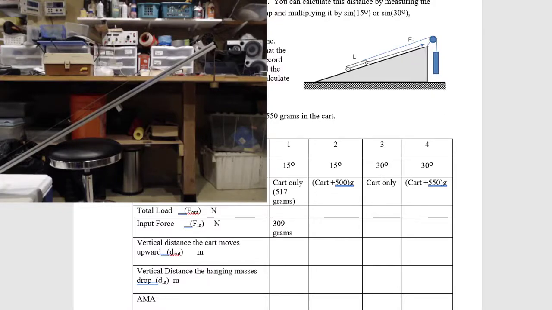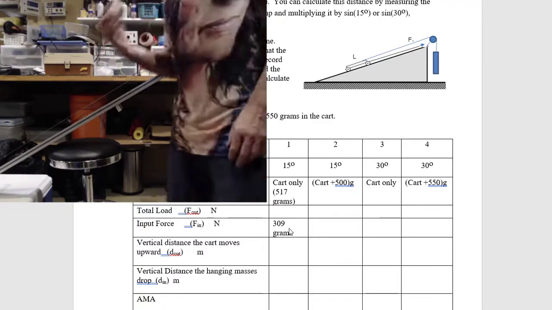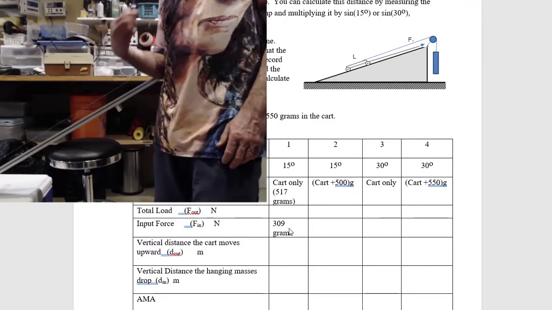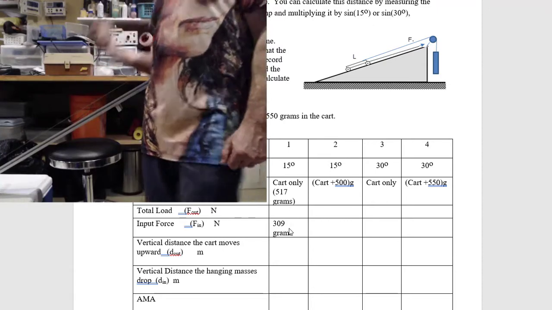All right, I made sure to enter the mass of the cart, which is 517 grams, and the input mass, which is 309 grams. This is the mass that I added to the hanger. So I'll have to convert that to newtons, but I'll do that in a few minutes. Now what I'm going to do is add 500 grams to the cart, and now we'll see how much mass it takes to pull the cart up the ramp.